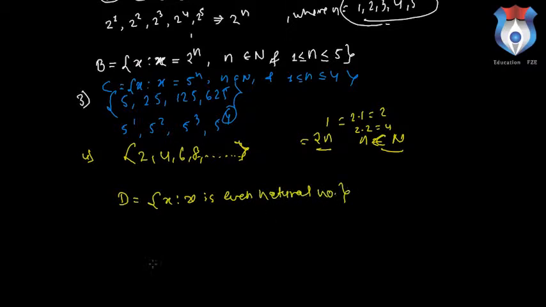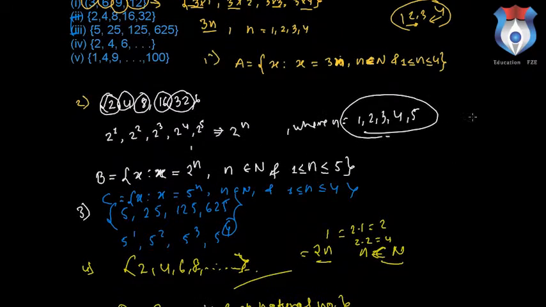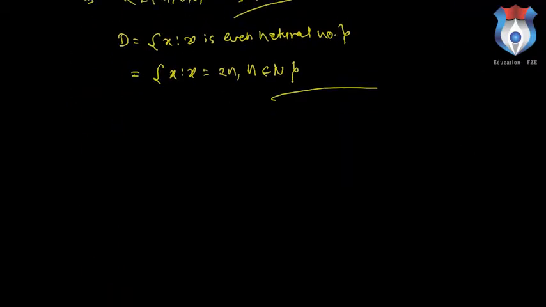And if you want to write it in a better way, you can write x such that x equals 2n, and n belongs to the natural numbers. Natural numbers are infinite, so you can put infinitely many values and you'll get infinite numbers, that is the dashes, and always you'll get an even number. All right, that's it. And the last one is 1, 4, 9 and 100. This is a little bit good. Suppose this is E.